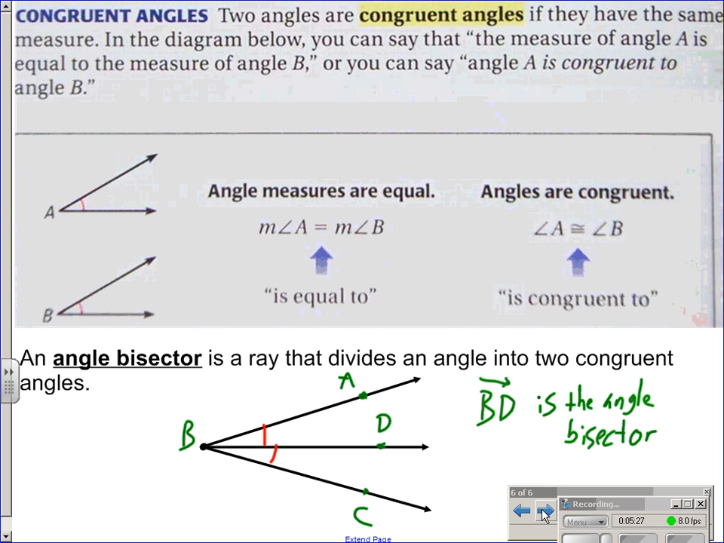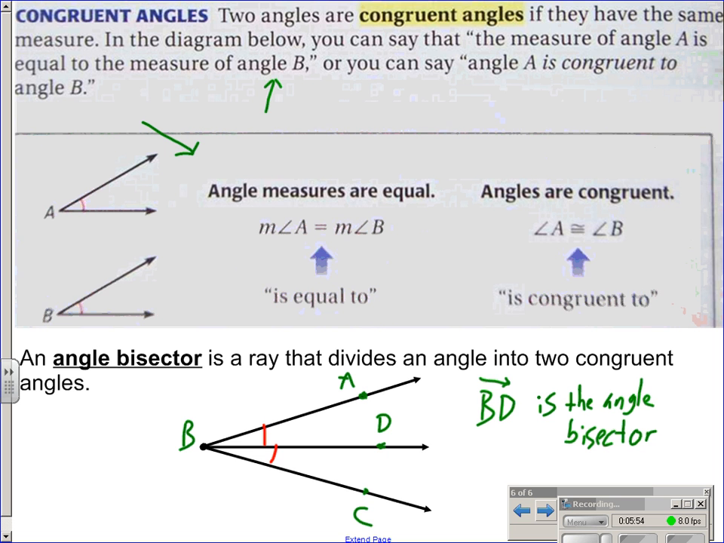Okay, for this page, congruent angles. Again, the first sentence there describing what a congruent angle is, that's important. The rest of the sentence here, not as important. It's kind of already drawn in this box. So, take a second, copy this stuff down.